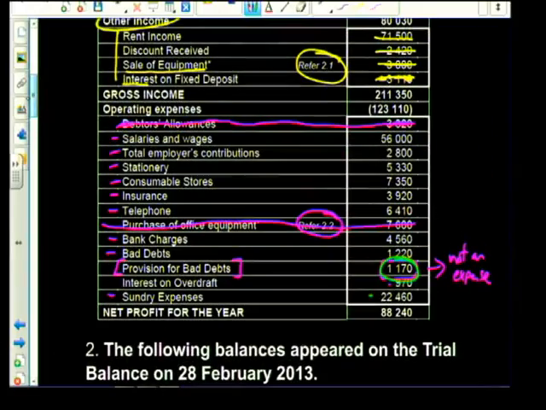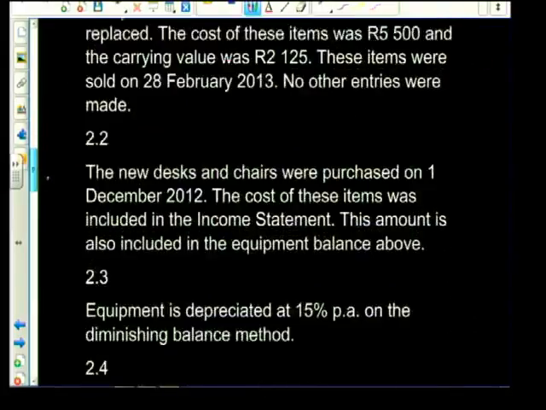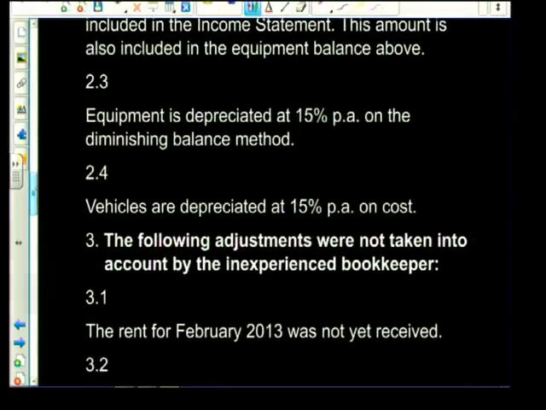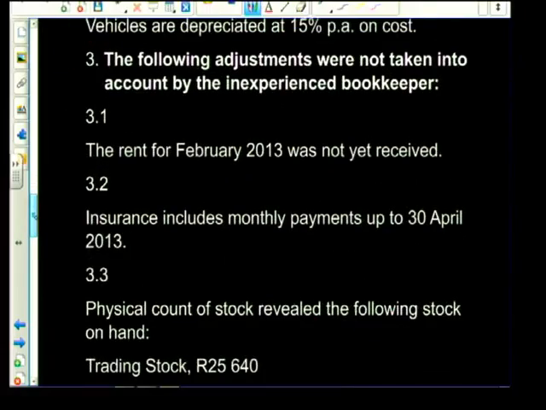I've now recorded all of my expenses and all of my incomes. I really don't need to look at this incorrect income statement again. So now I can move on to the various adjustments. We did 2.1 and 2.2 already, and we did 2.3 in calculating the depreciation, as well as 2.4 for vehicles. Now we have to look at the adjustments that our inexperienced bookkeeper has not taken into account.